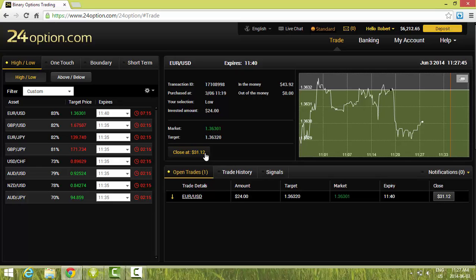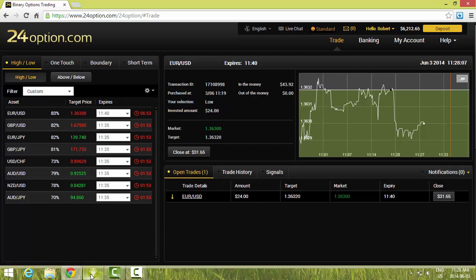Notice it is possible to close this right now, take some early profit. The amount invested was 24. Currently you could get 31.22, so that would be $6.22. I think we'll wait this one out because it looks pretty positive.